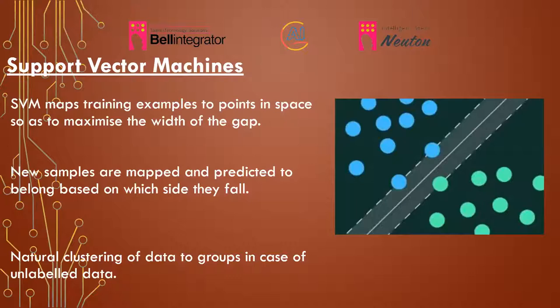So what actually happens in a support vector machine algorithm? What you're basically trying to do is create a gap between two classes. The algorithm maps training samples to points in space so as to maximize the width of the gap, so that the demarcation between the classes becomes absolutely clear and unquestionable. The algorithm can then decide based on the location which class a new data point belongs to. So basically that is what the slide is telling you. New samples are mapped and predicted to belong based on which side they fall. In case you don't have labeled data, then you'd have to go for an unsupervised learning algorithm, but you can use the same principle then. It'll just be called vector clustering. And that also works really.